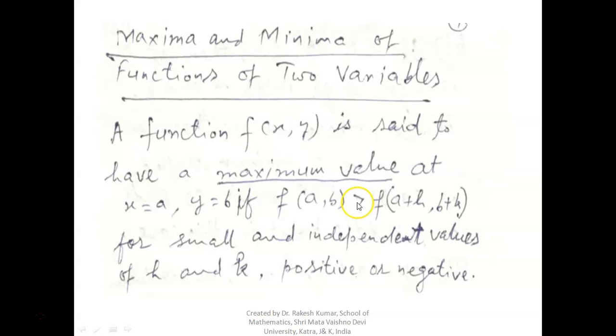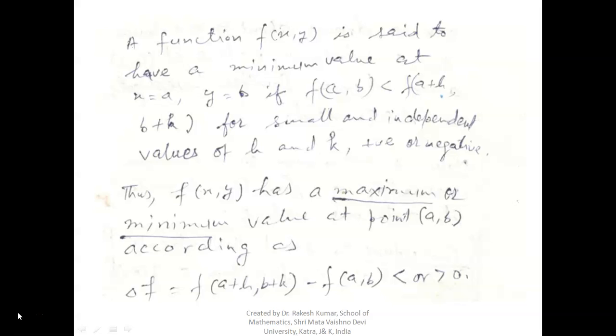if f(a,b) is greater than f(a+h, b+k) for small and independent values of h and k, positive or negative. A function f(x,y) is said to have a minimum value at x equal to a and y equal to b if f(a,b) is less than f(a+h, b+k) for small and independent values of h and k, positive or negative.